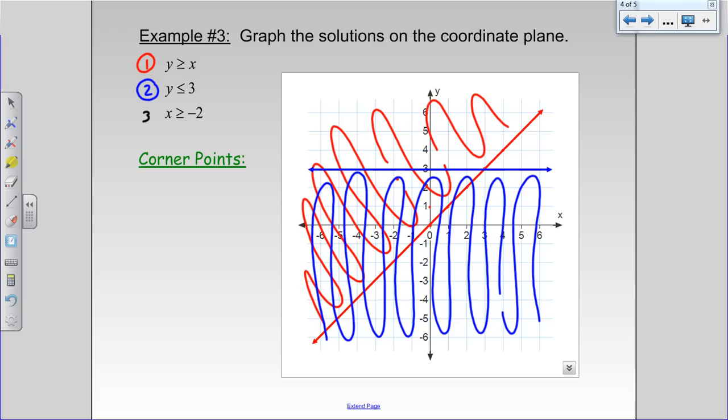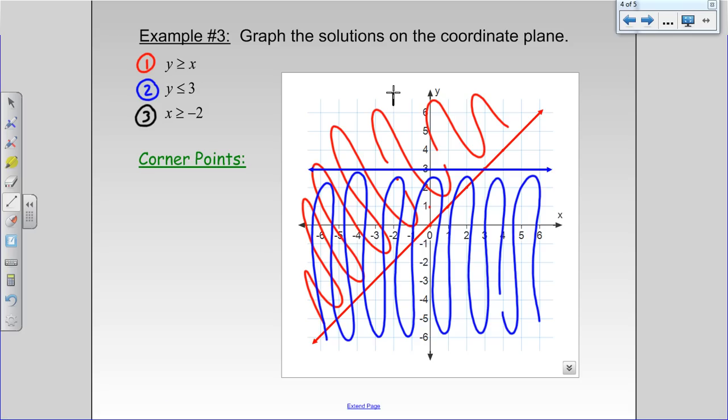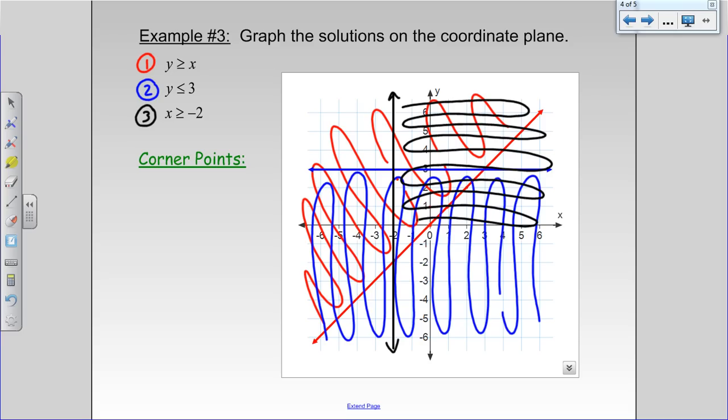Finally, our third inequality, we'll use black to represent its solutions. x is greater than or equal to -2. The boundary line would be x equals -2, which is a vertical line. And once again, it will be a solid line. And since we want points that have x coordinates greater than or equal to -2, we will shade all the points to the right of that boundary line, including the origin.